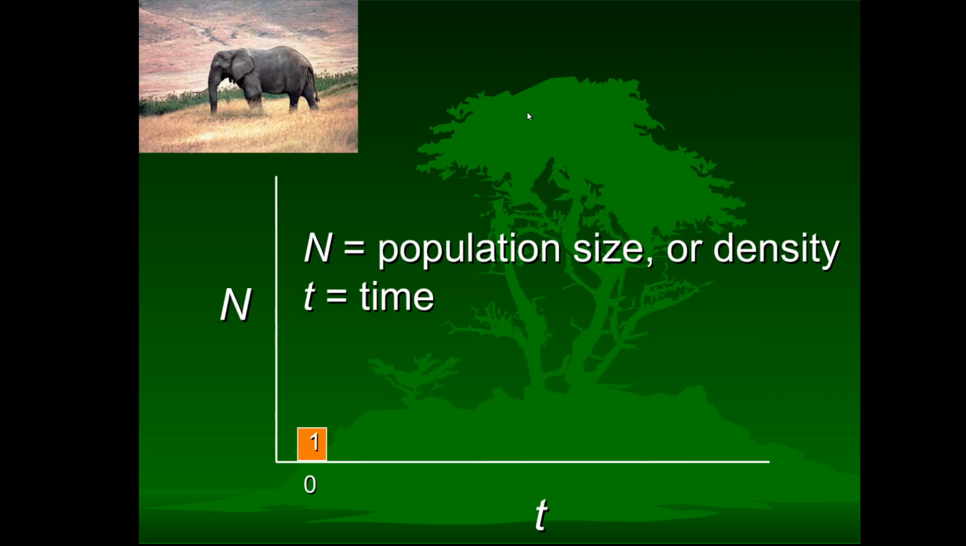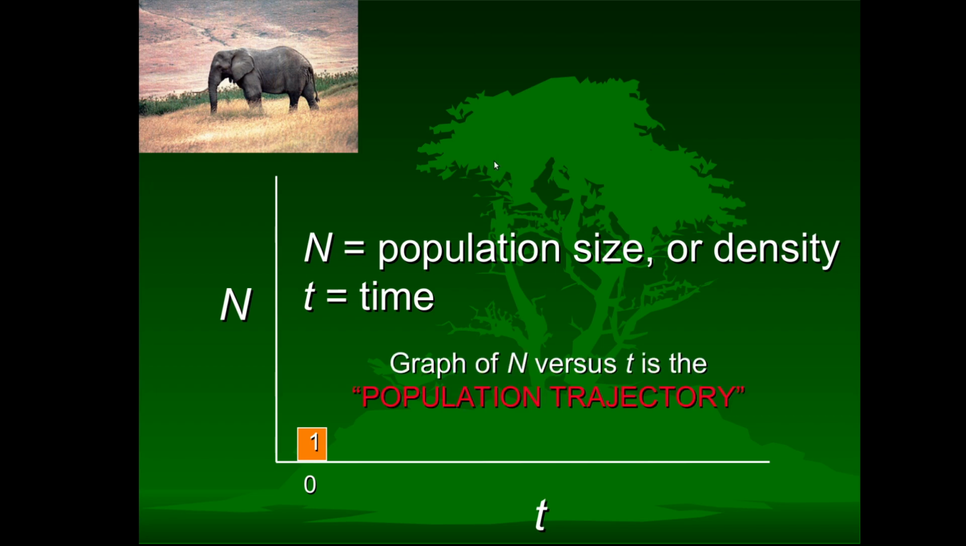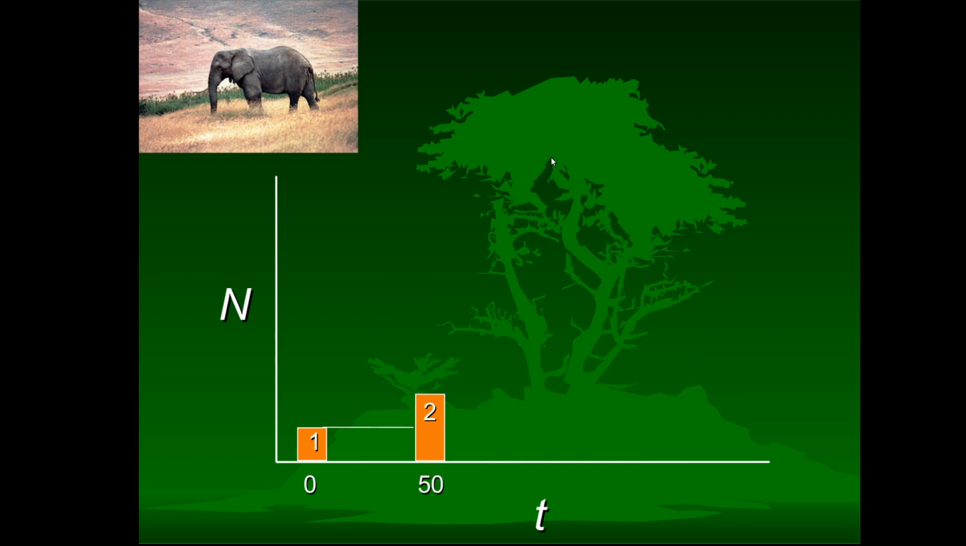So to picture population growth, we make a plot of population size versus time. N is the population size, but it can also be population density since we're restricting ourselves to some defined area, okay? So N per unit of constant area is also density. So the graph of N against time is called the population trajectory. So let's say we start with 1 female elephant, then in 50 years, she produces 2 female offspring and dies. So in 50 years, all of a sudden, we have 2 female elephants. And from now on, we'll just assume we're talking about females and we don't have to qualify it anymore with the word female elephant every time.